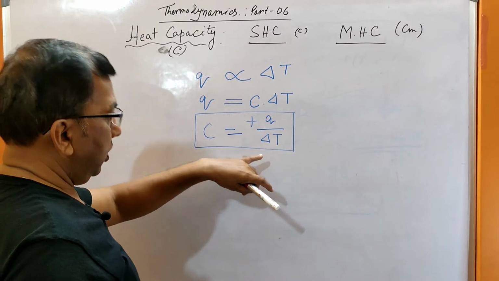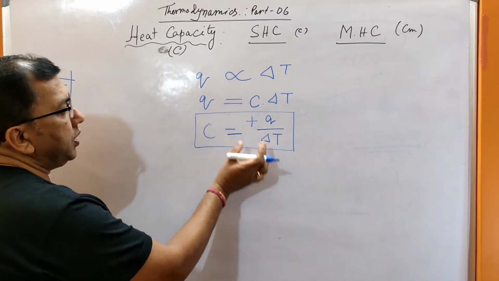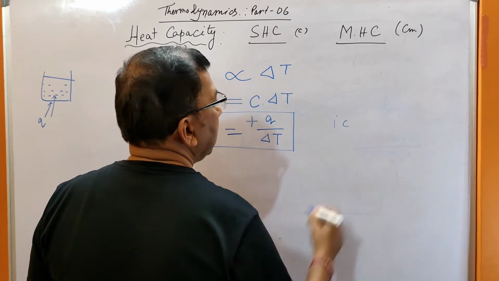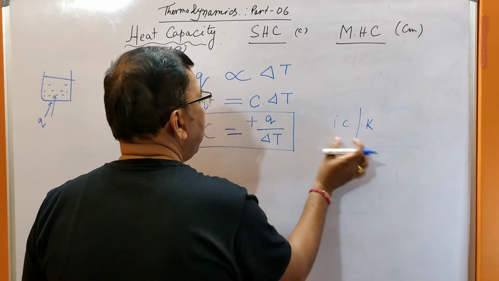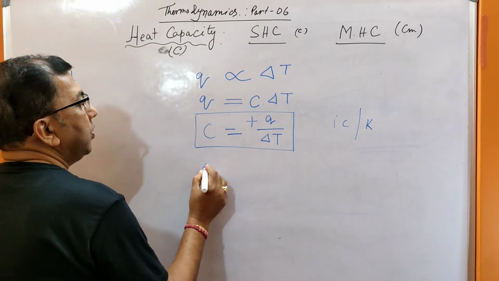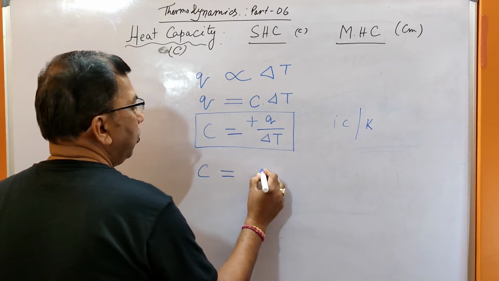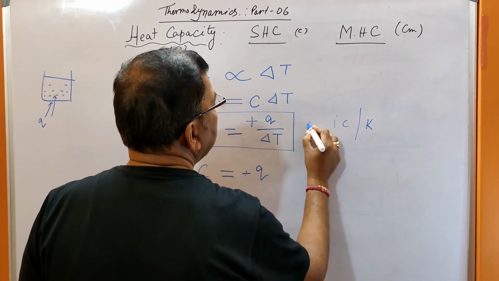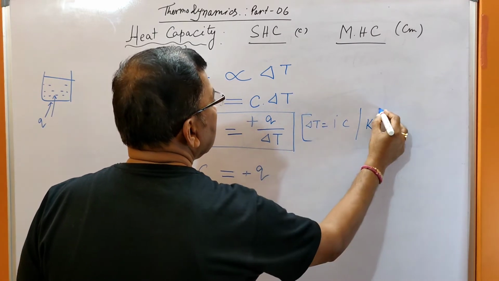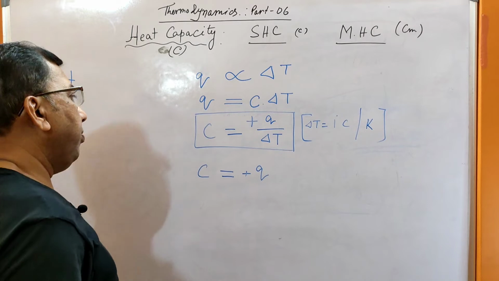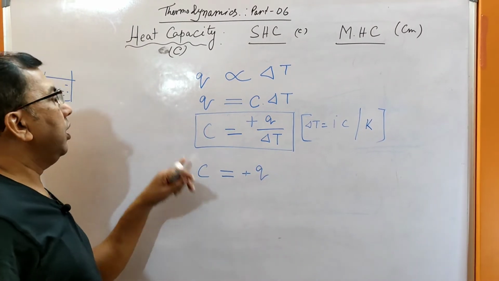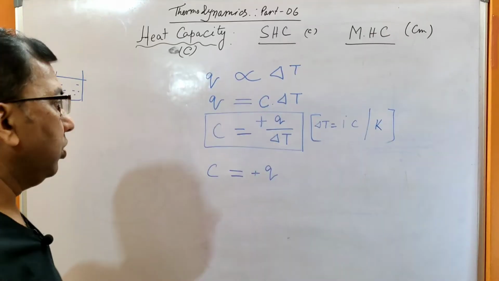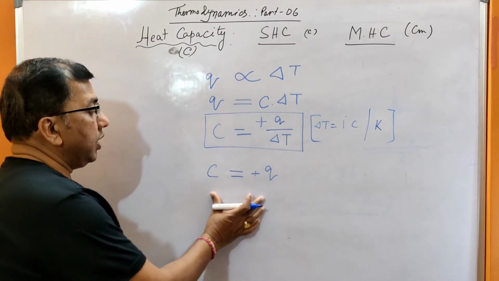If delta T, the temperature difference, is unity, that is 1 degree centigrade or Kelvin, that is delta T equals 1, then we can say C equals what? C equals Q. Clear? If delta T equals 1, then C equals Q. From this we can get the definition of heat capacity. Heat capacity equals Q.